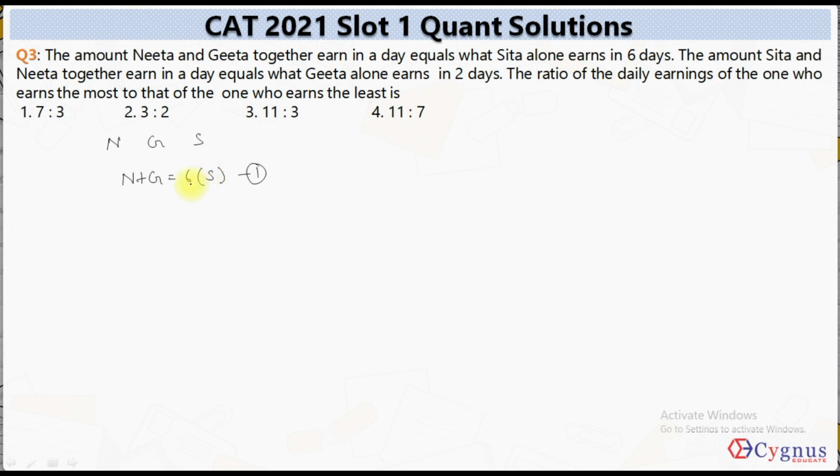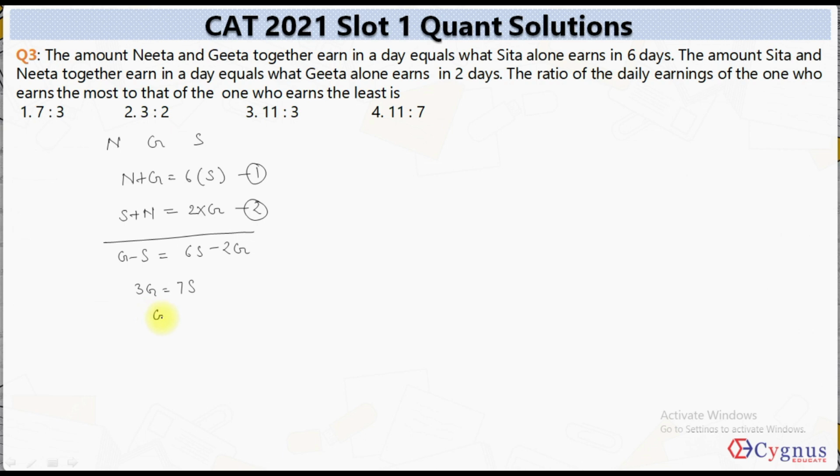Okay. The amount Sita and Neeta together earn in a day equals what Geeta alone earns in 2 days. So Geeta's 1 day's salary should be multiplied by what? 2. This is equation number 2 for me. Now n plus g is 6s and s plus n is equal to 2g. If I take the difference of these two equations, what will I get here? g minus s is equal to 6s minus 2g. That means I can easily eliminate n from here. After solving this, you will get 3g is equal to 7s.